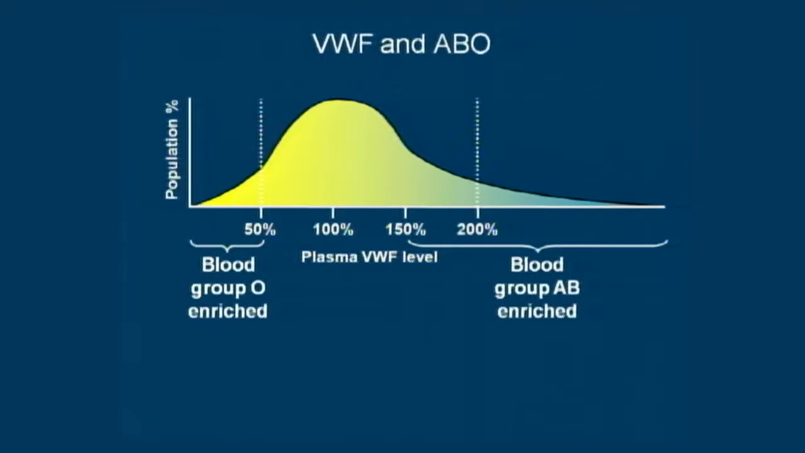So ABO blood group, in blood group O individuals, von Willebrand factor is very low. And under the threshold of 50, you are enriched for blood group O, and this is also true of von Willebrand disease diagnosis patients, particularly type 1, who are also enriched for blood group O compared to the general population. And when you get in the high levels of von Willebrand factor, you are enriched for blood group non-O, and particularly at the high ends, AB.